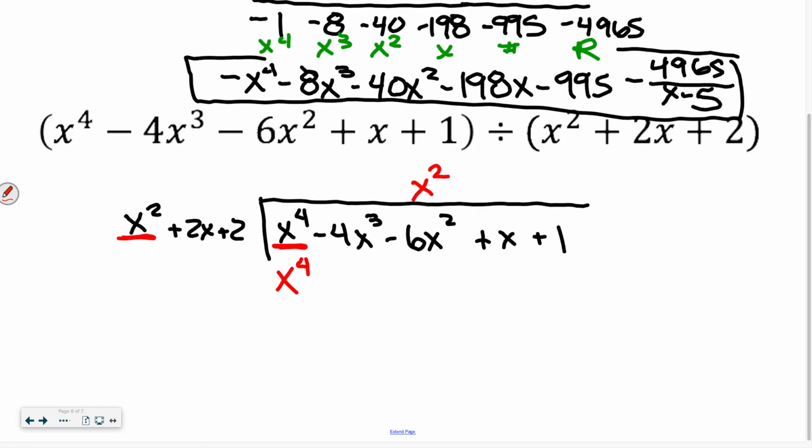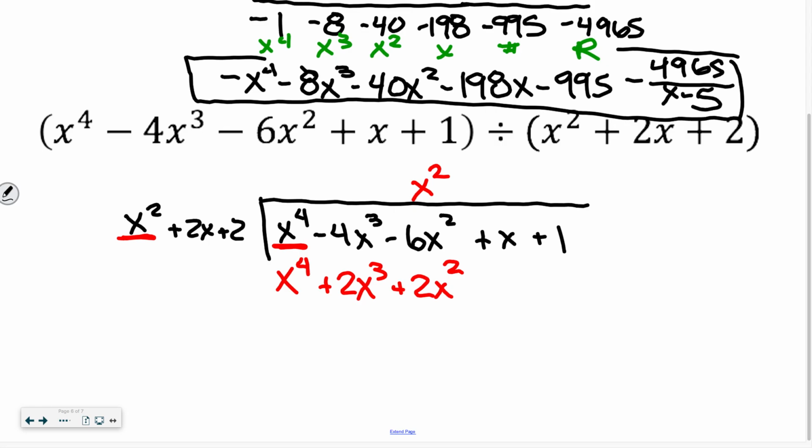X squared times 2x, x to the third, 2x cubed. And x squared times 2, 2x squared. Okay, so now you got to distribute it to more terms. What do you do with all three of those red terms?